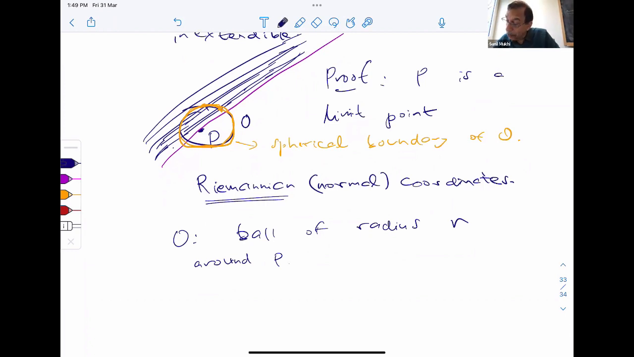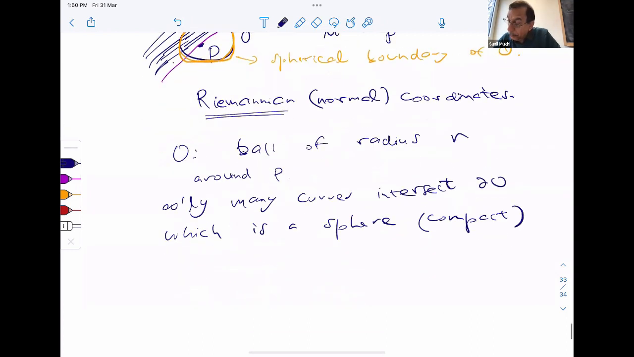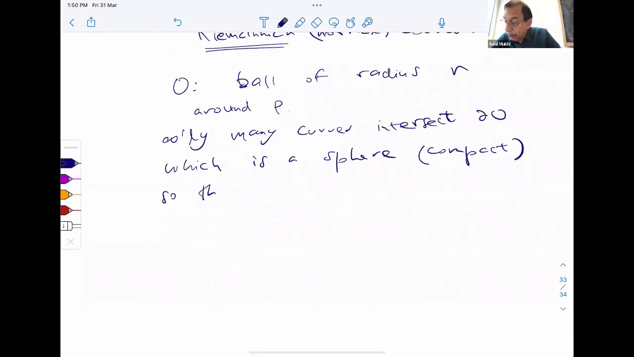It's written in my notes. Infinitely many curves intersect. So let's give the ball intersect the boundary of O, which is a sphere, compact. So these intersection points have a limit also on the sphere.